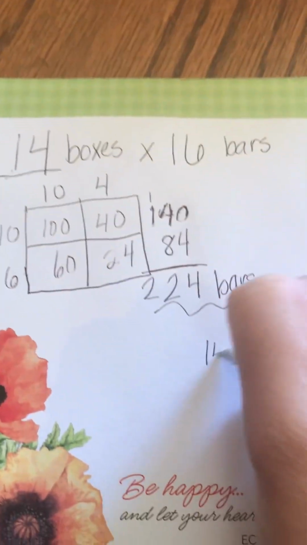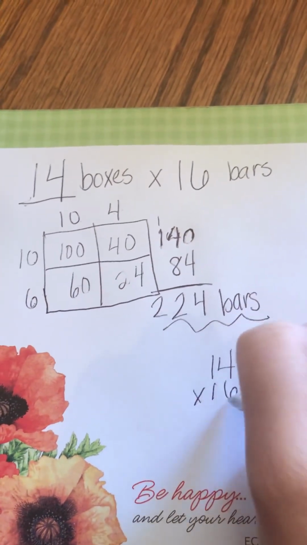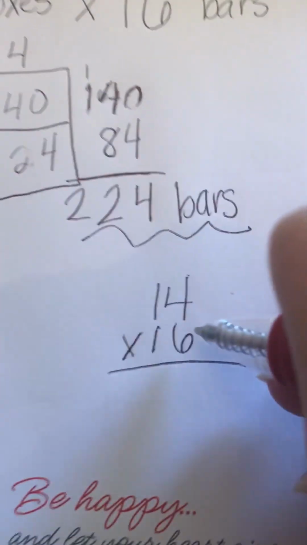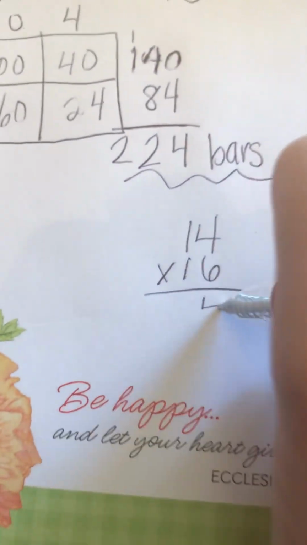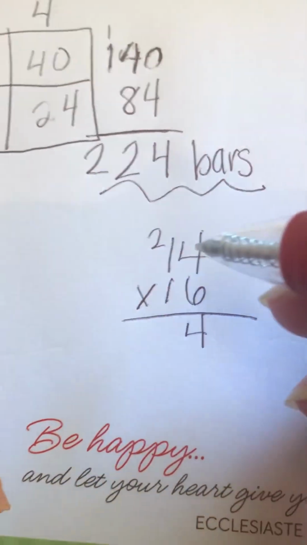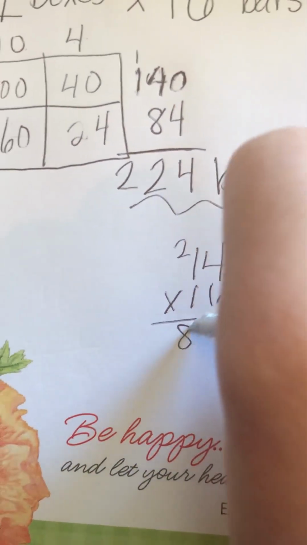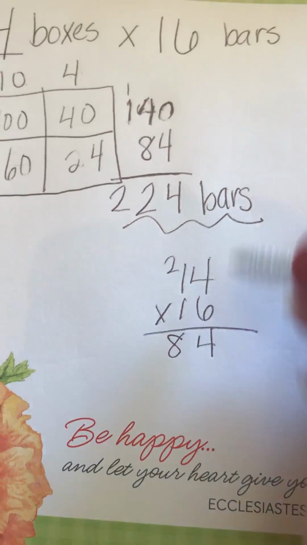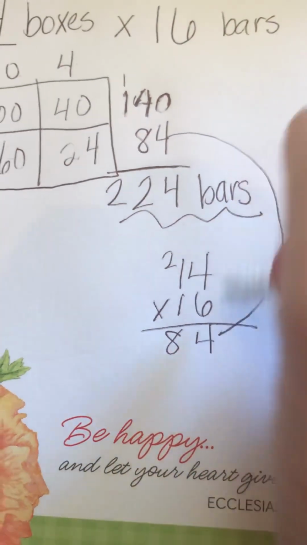So 14 times 16. I'm going to multiply 6 times 4 to get 24. And then I know I carry the 2. 6 times 1 is 6, plus the 2 is 8. And if you'll notice, we also got 84 as a partial product up here.